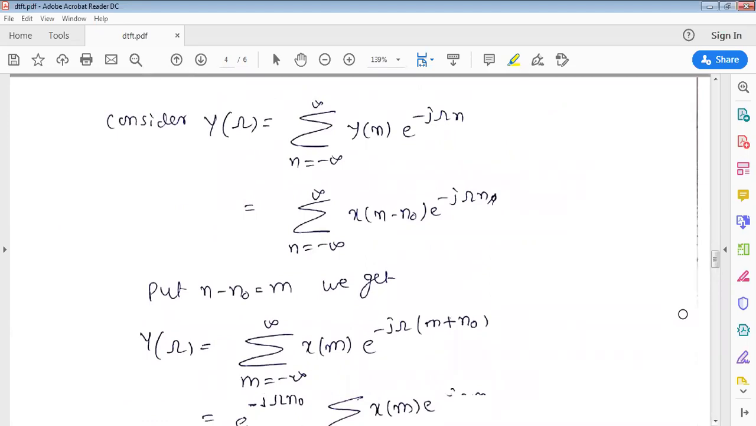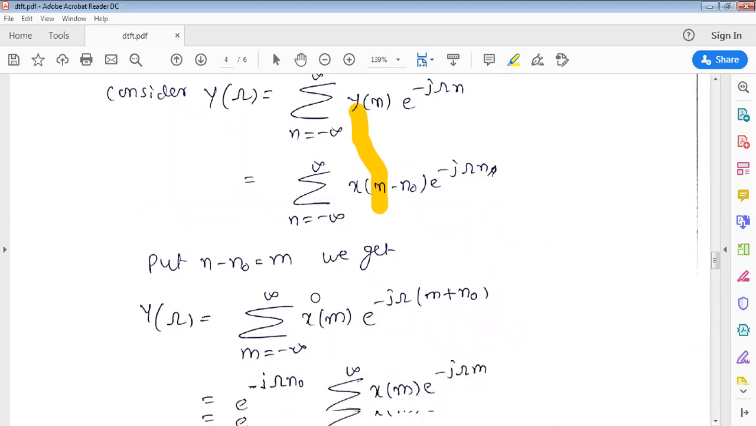Look here, y of omega is equal to summation minus infinity to plus infinity y of n into e power minus j omega n. So, what is y of n? Y of n gets replaced by x of n minus n naught. So, it is equal to x of n minus n naught e power minus j omega n. Now, what you do is put n minus n naught is equal to m. When you put n minus n naught equal to m, when n varies between minus infinity to plus infinity, m also varies between minus infinity to plus infinity.